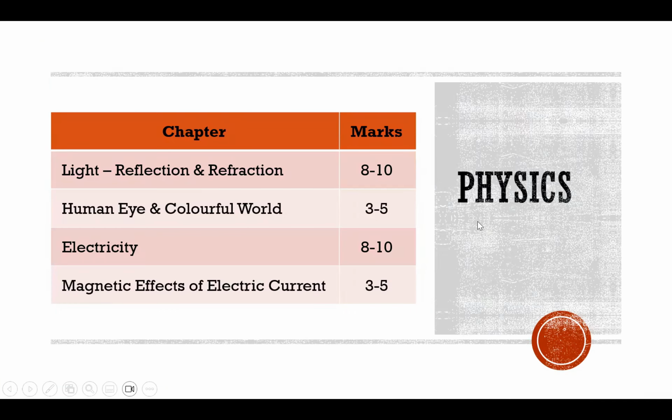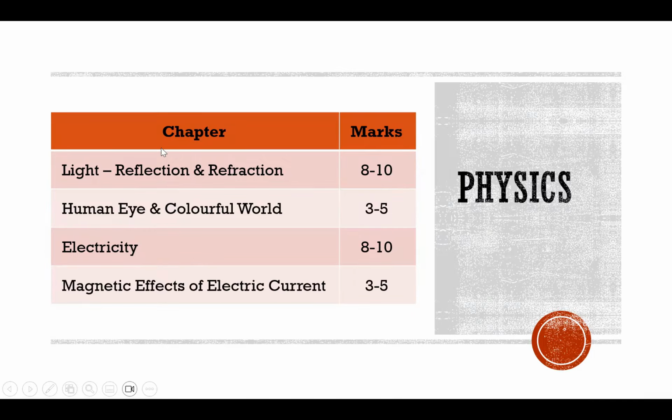Now coming up to physics, this video is specifically about physics, so we'll be talking in detail about the physics part. You can see in physics we have a total of 4 chapters: light, reflection and refraction, human eye and colorful world, electricity and magnetic effect of electric current. So total marks are 25, and these are the ranges of marks in which chapters are divided.